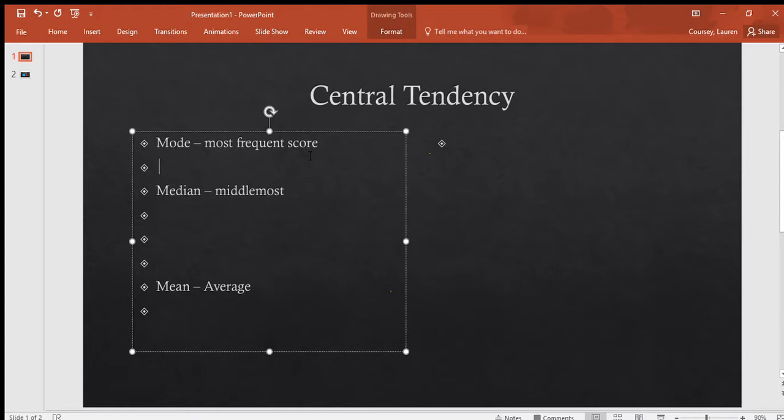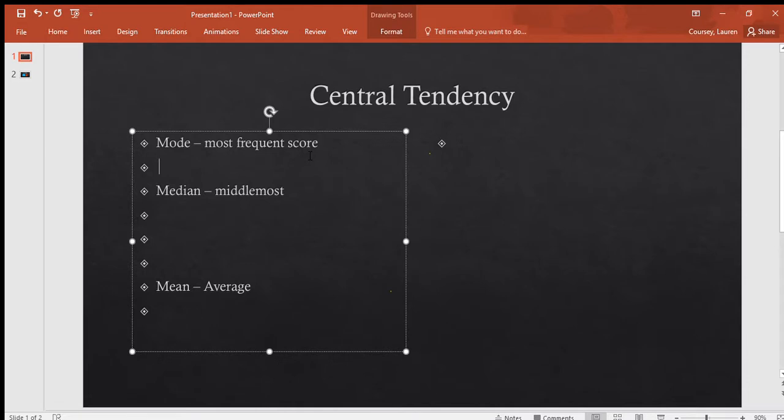Everyone, I just wanted to give you guys a quick tutorial on our 3 measures of central tendency that we discussed in this course. So our first is the mode, which is probably the simplest to understand. It's just the most frequently occurring score.